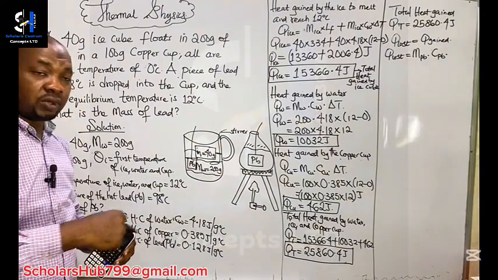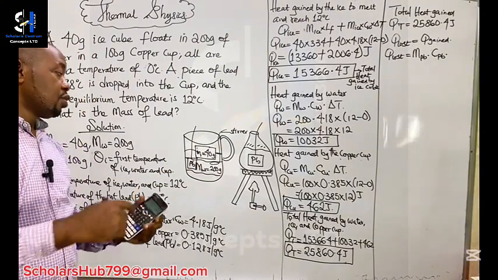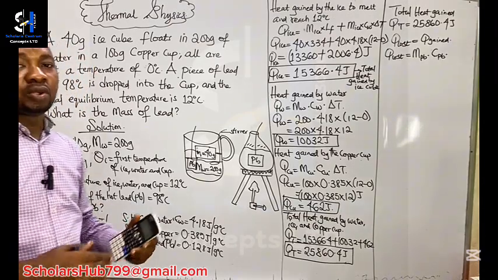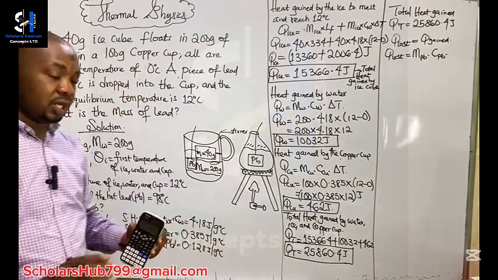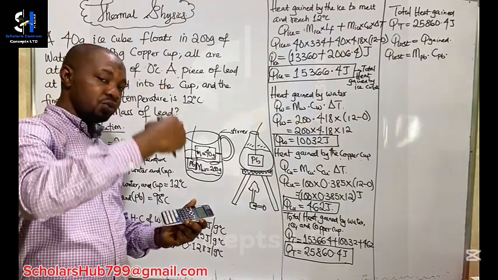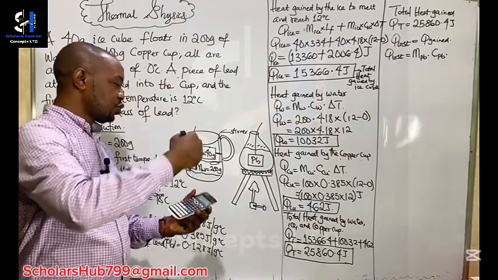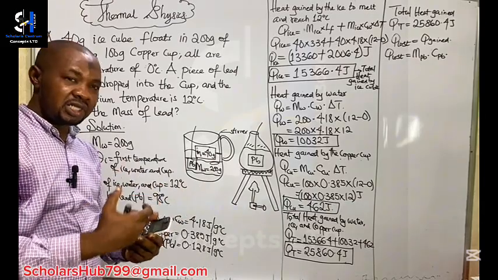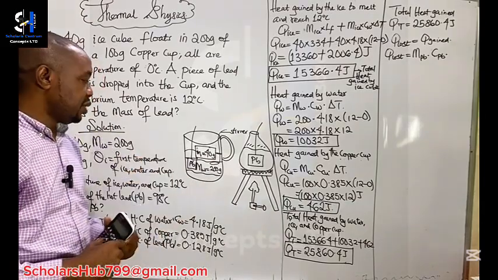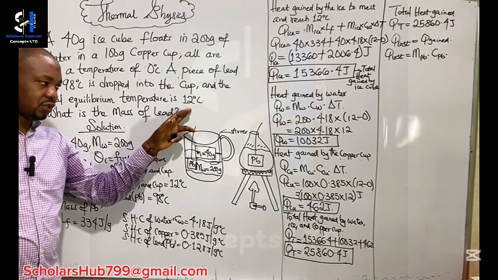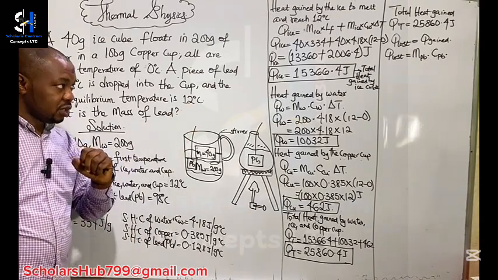After the stirrer is introduced to stir the mixture thoroughly, in order to aid an even, equilibrium temperature, the thermometer will then be introduced into the content to read and record the new temperature. And the new temperature recorded is 12 degrees Celsius.